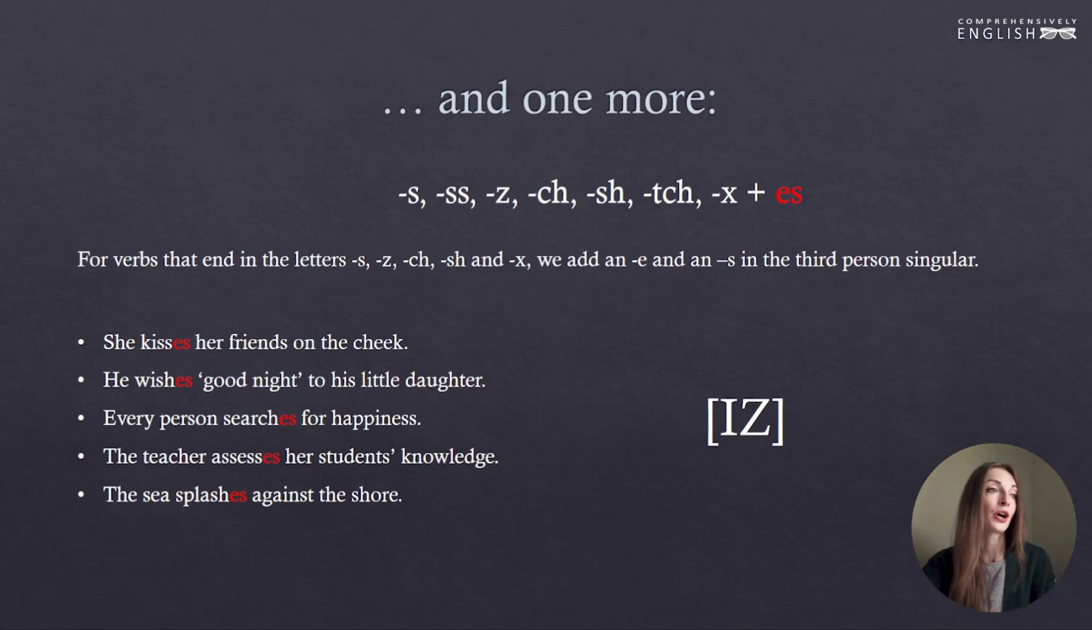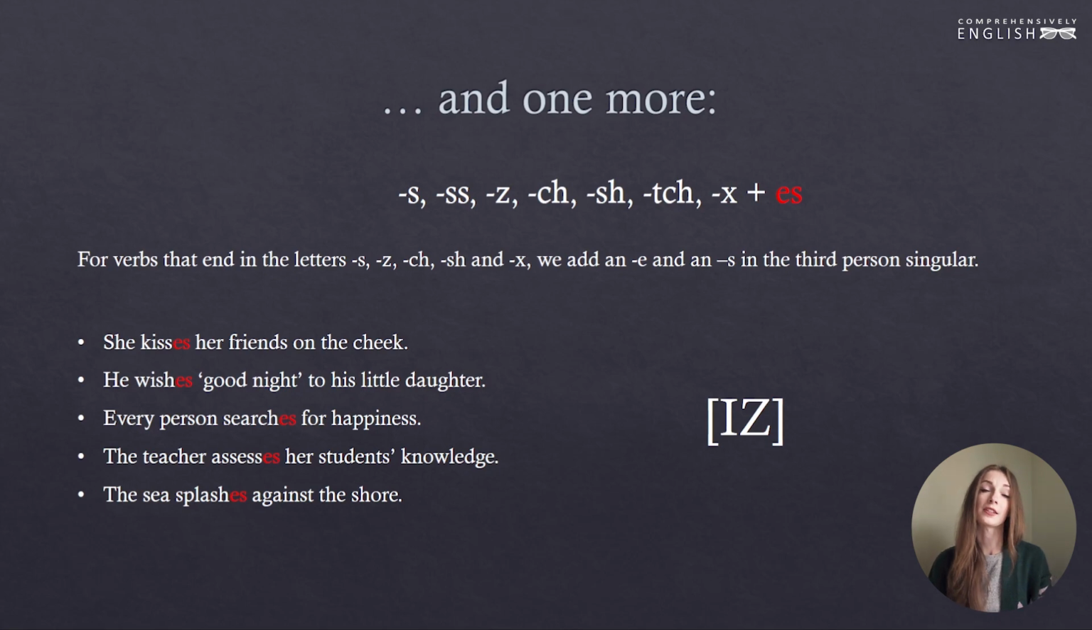She kisses her friends on the cheek. He wishes good night to his little daughter. Every person searches for happiness. The teacher assesses her students' knowledge. The sea splashes against the shore. So if you say kiss, it would be horrible if you needed to say kiss or wish. Yeah, that's inconvenient to pronounce, and that sounds scary.